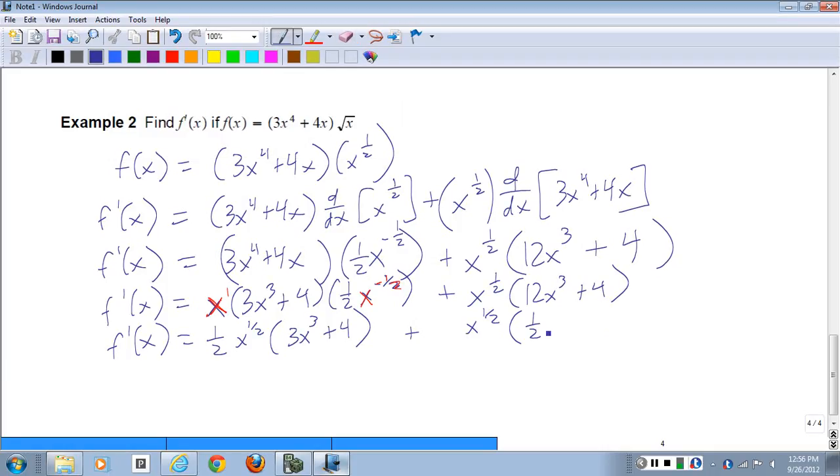times 2 times 12x cubed plus 4, where the 1/2 is red and the 2 is red. Why the 1/2? Well, I've got this 1/2 over here, and I just want a matching 1/2. If they would match, I could factor a 1/2 out of both of them. That's what I want to do. So there's not a 1/2, so I put one there.